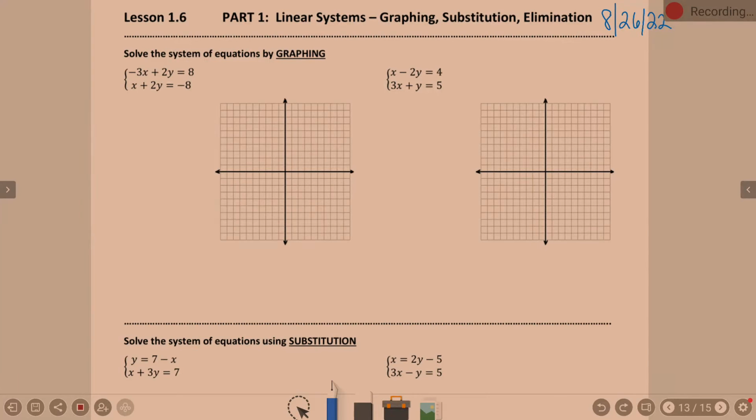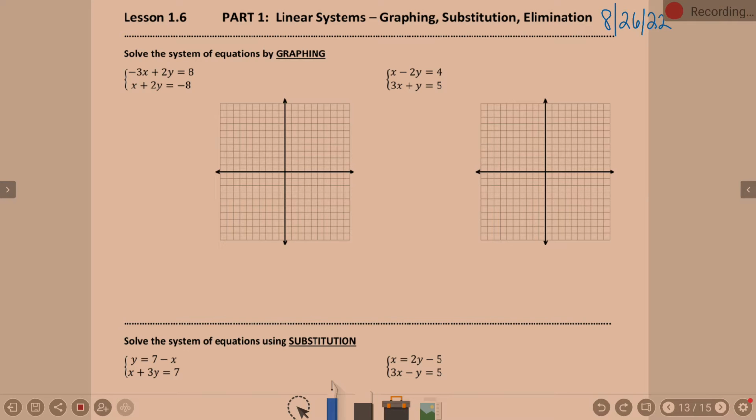Okay, so lesson 1-6. We're in part 1 here. We are basically reviewing solving systems of linear equations. By the time we're done with part 1, we're going to have graphed, we're going to have substituted, and we're going to have eliminated. Okay? Whether we get through all those today is a whole other story.